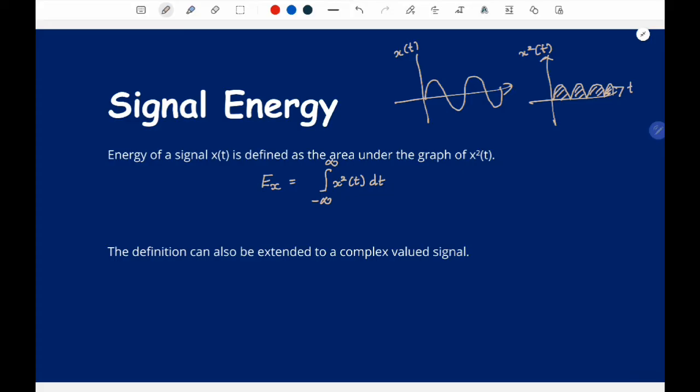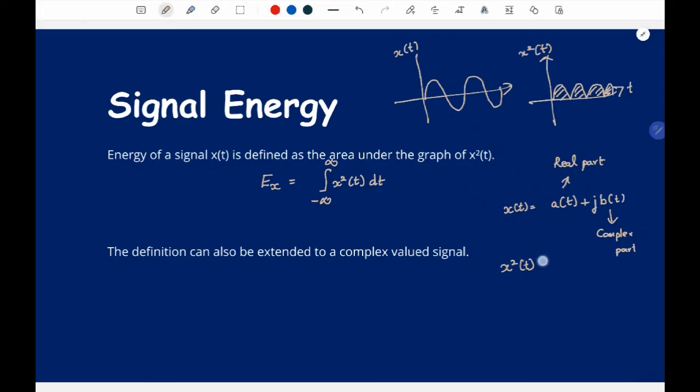The definition can also be extended to complex valued signals. For a complex valued signal, what do you have? Similar to real numbers and complex numbers, you can have a of t plus j b of t. This is the real part and this is the imaginary part. Now you can't directly take x square of t and compare, because you can't compare two complex numbers. If you had gone through a basic math course, even in your 11th and 12th standard, you would have come to know that you can't compare two complex numbers.